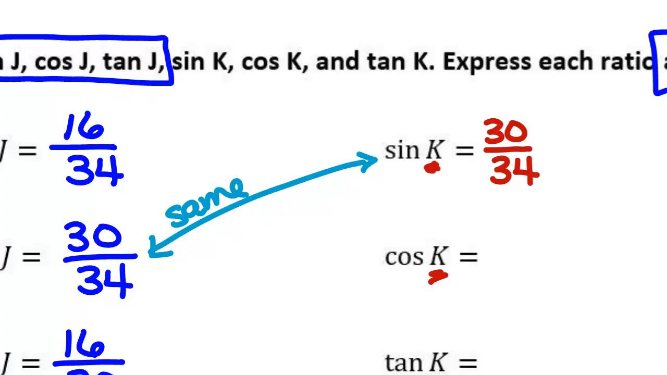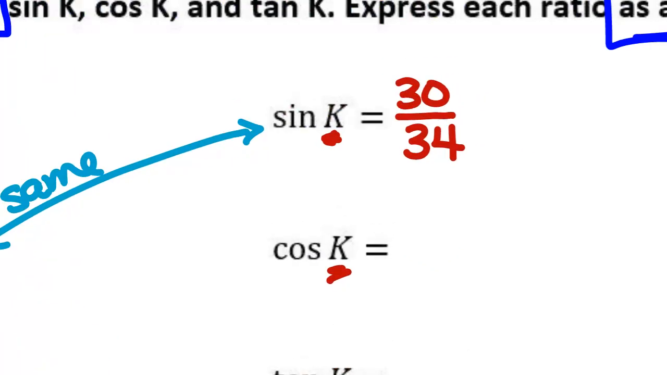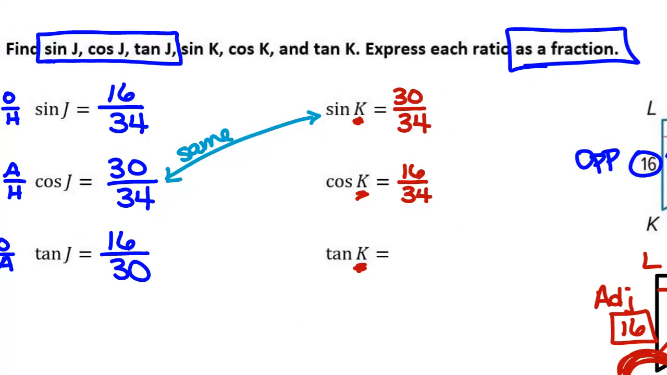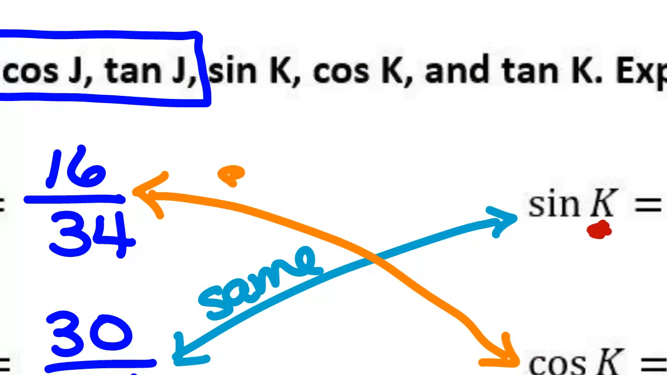Cosine of one angle is equal to sine of the other angle. Cosine adjacent over hypotenuse, my adjacent side is 16. Hypotenuse is still 34. Notice that's the same as the sine of J. Cosine of K is the same as the sine of J.